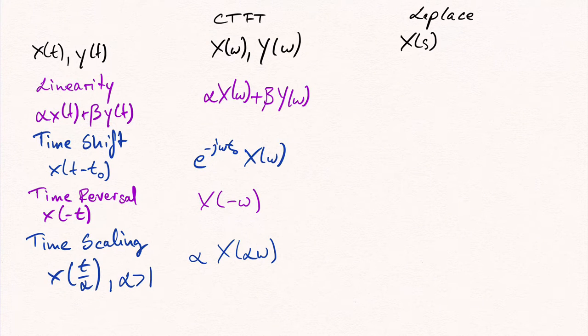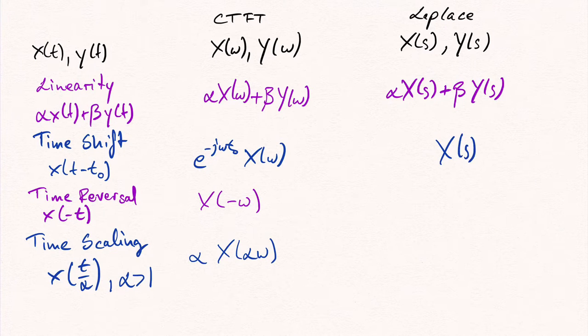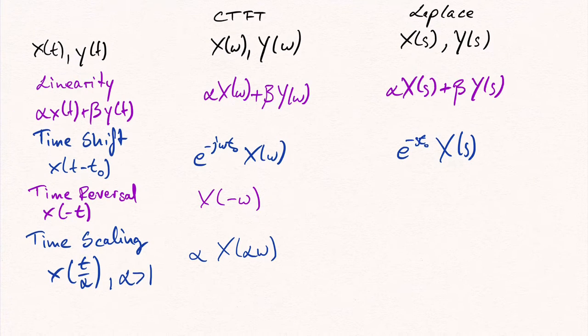of s and the Laplace transform of y as capital Y of s. The Laplace transform is also linear, so the Laplace transform of alpha x of t plus beta y of t is of course alpha X of s plus beta Y of s. The time-shifting property is also very similar. Again, we take the original transform X of s, but this time we multiply with e to the minus s times t0 instead of e to the minus j omega t0.